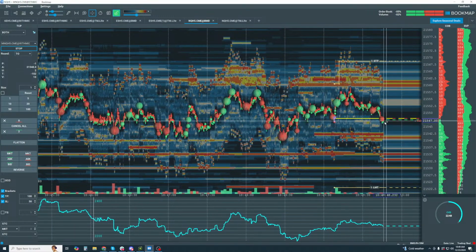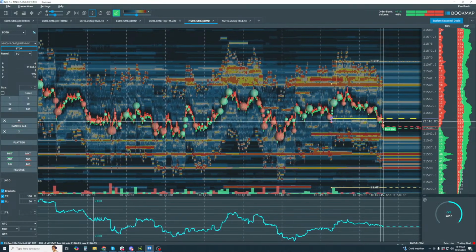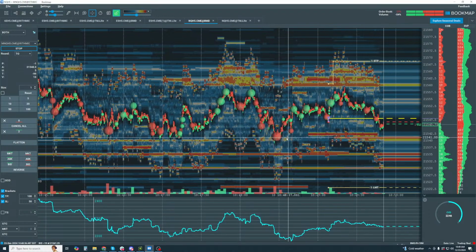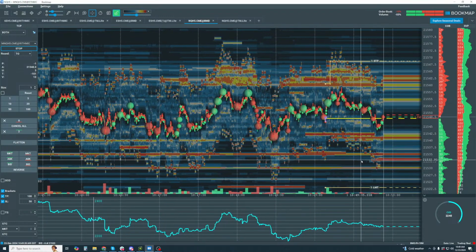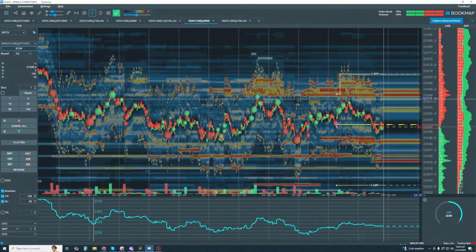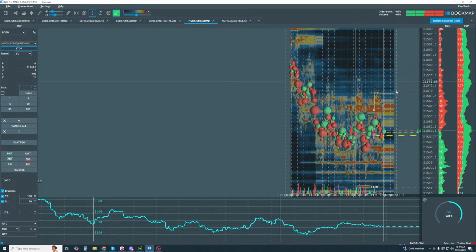All right, sellers can take charge of the market right here. Then look for the move into this liquidity and lower. We can look for a bigger move out of this actually.